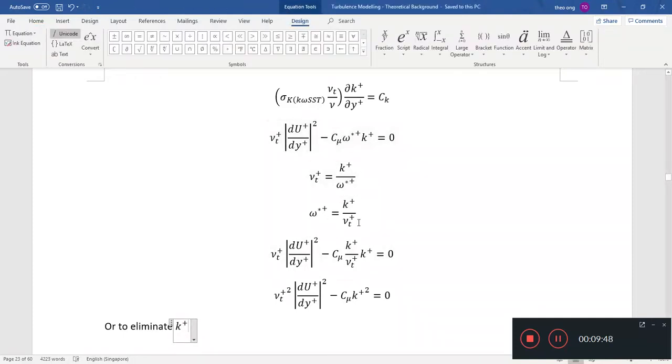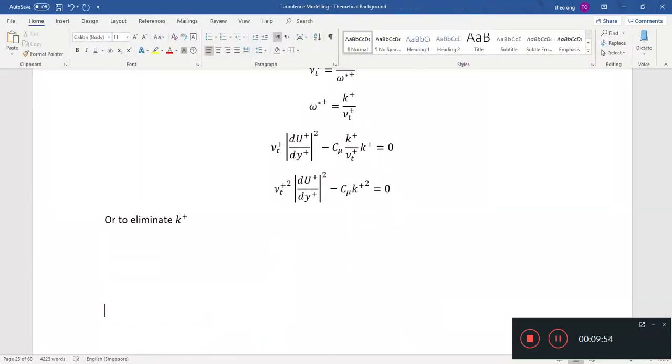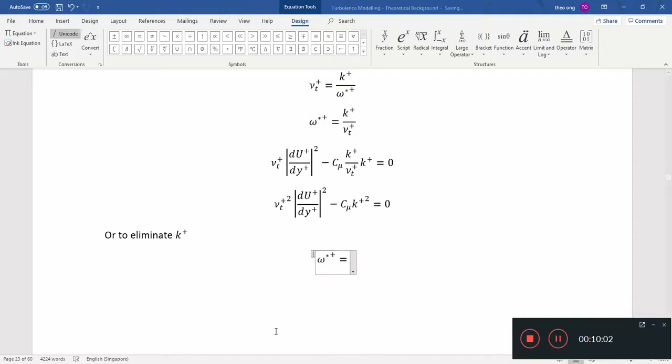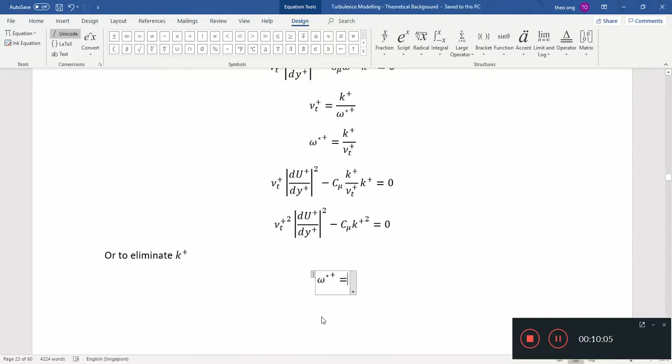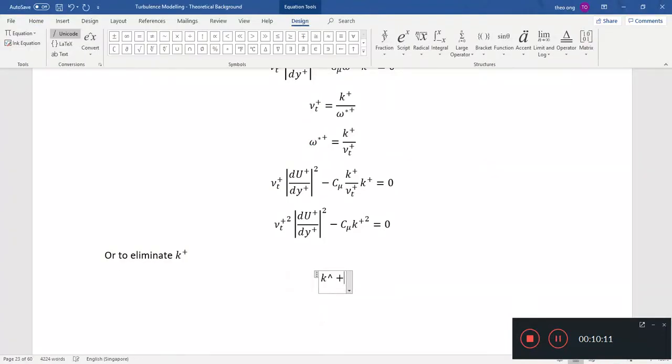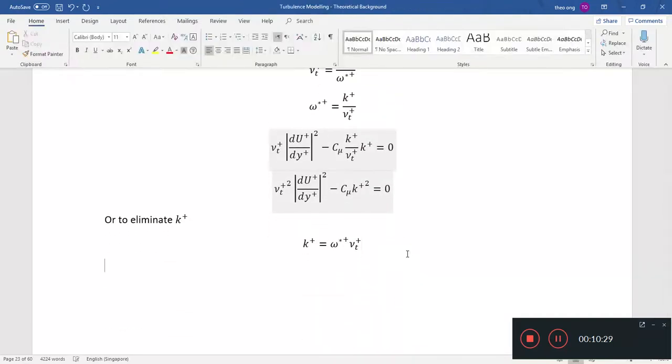So we want an expression in omega in terms of this du dy. So that's what we are doing. So omega star plus, or rather I do a k plus. k plus equals omega star plus times nu t plus. Alright, I substitute this into here and we'll get the following.